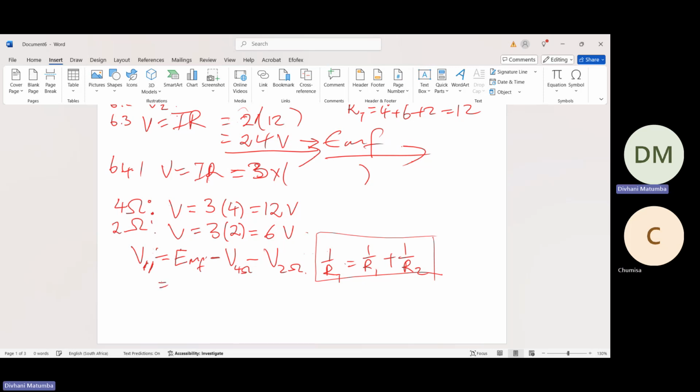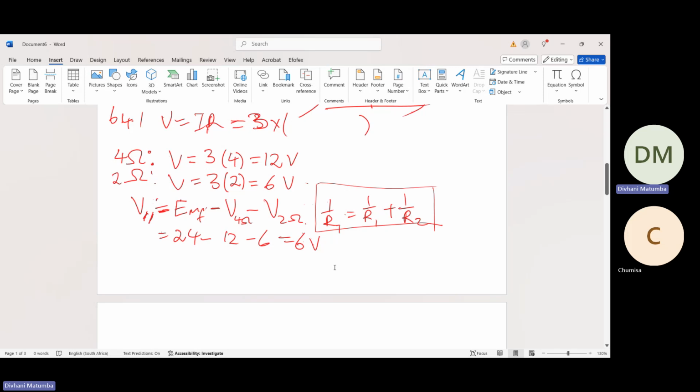Because all the energy, all the voltage that is supplied by the battery is going to be used by all the resistors, including the resistance in parallel. So the total that we got was 24. Then 24 minus 12 minus 6. So 24 minus 12 minus 6 will give us, let's see, I think it's 6. Isn't it 6? Yes, sir. Yeah, 6 volts. Perfect.